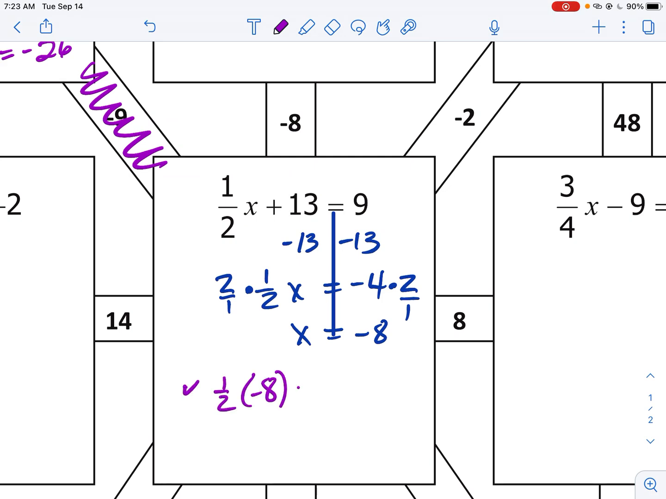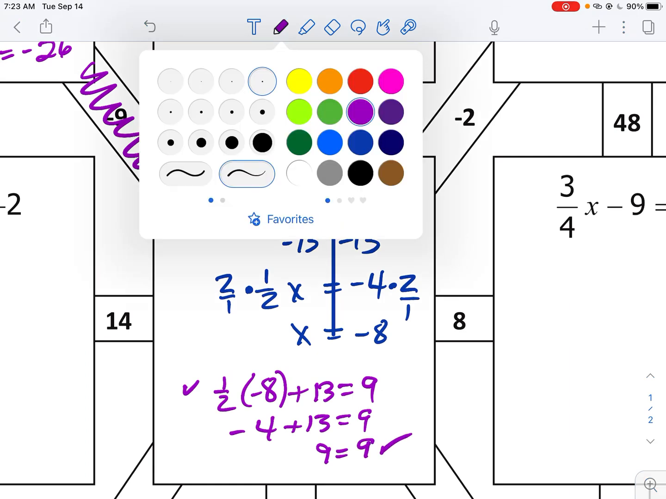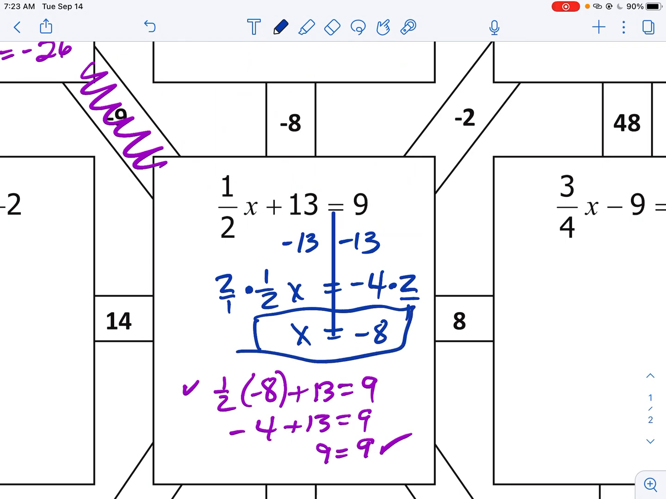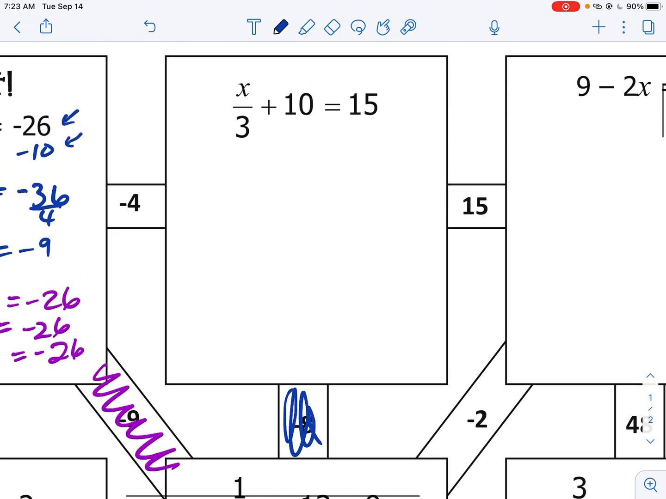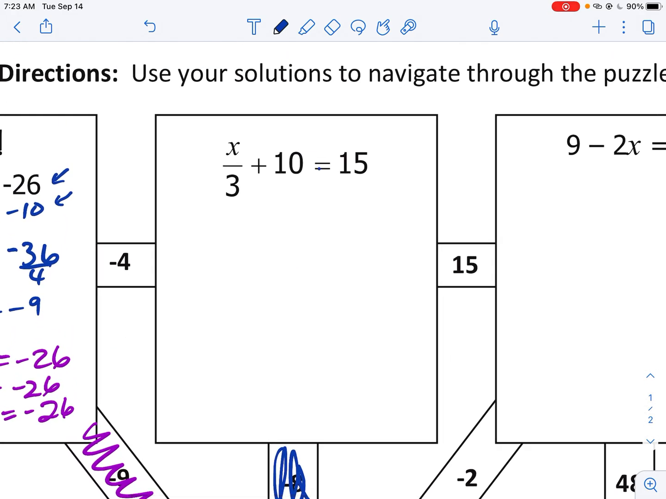I check my work to make sure I did the correct work. So 1/2 times negative 8 plus 13 equals 9. This would get me negative 4 plus 13. And 9 does equal 9, so I do have the correct answer. This is the correct answer. And so my answer would come this direction.